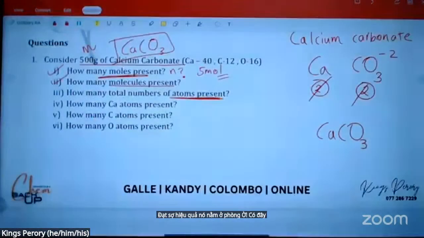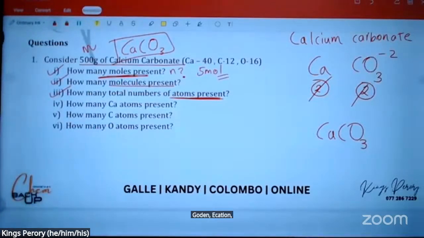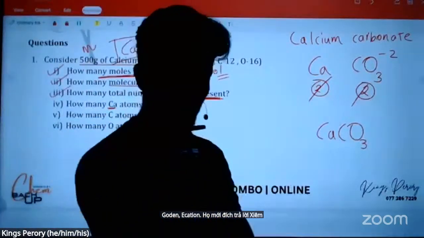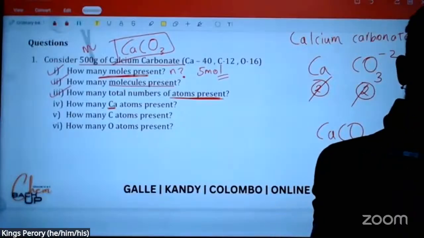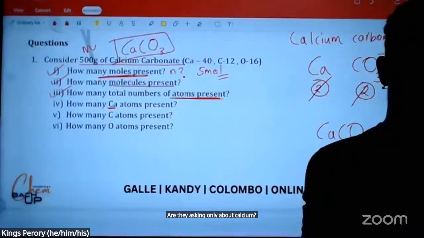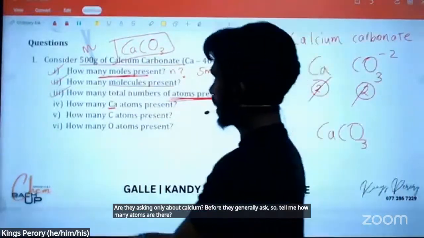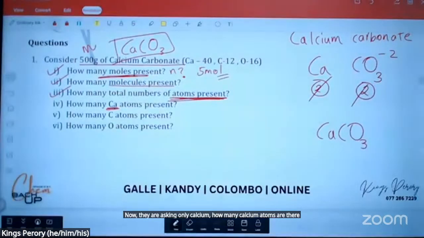Now go to the next question. How many calcium atoms are present? Now they are asking only about calcium. Before, they generally asked how many atoms there are in total. Now they are asking only about calcium. How many calcium atoms are there? They are pinpointing to calcium.